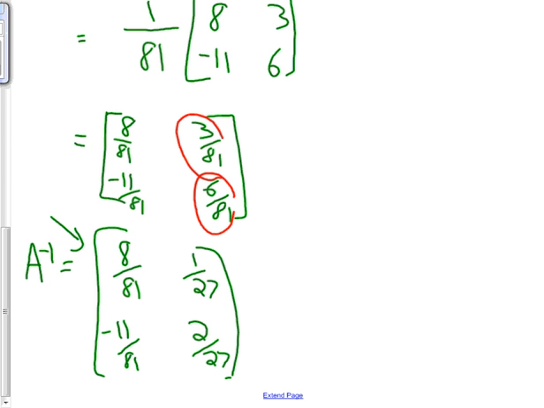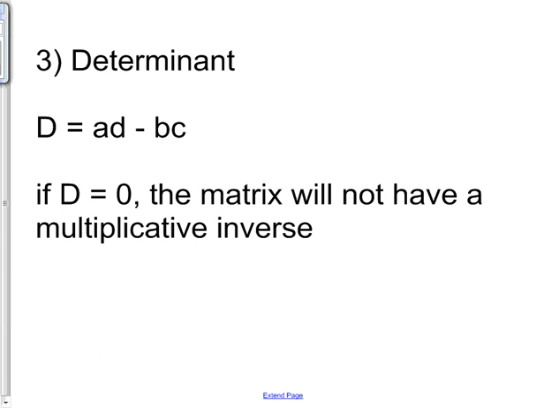Any other questions on this? This is that same 2 by 2 matrix, ABCD. If we take AD minus BC and we get 0, we won't have a multiplicative inverse. Everybody know why? Because it's 0.